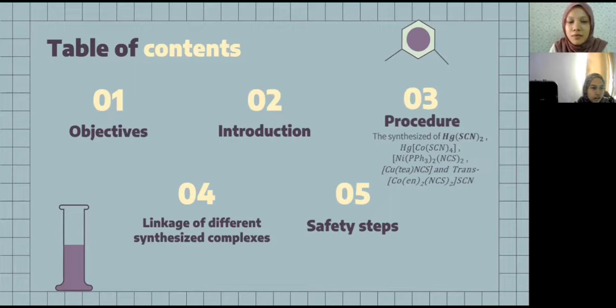Right, today we are going to talk about the objectives, and the second one, the introduction. The third one, the procedure, and next, the synthesis of different thiocyanate complexes and the safety steps. So next.